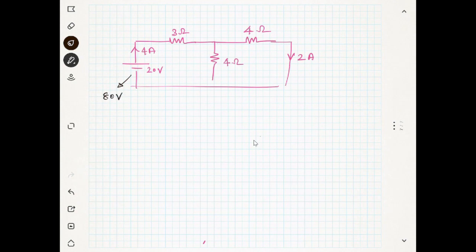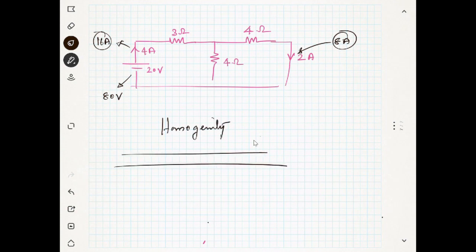What will be the current? 4 ampere will change to how much? 16. Yes, very good. It is 16 ampere now. And what happens to this current? 8 ampere. This is known as the homogeneity principle. I hope that this is clear to you. Very clear, right? Homogeneity.